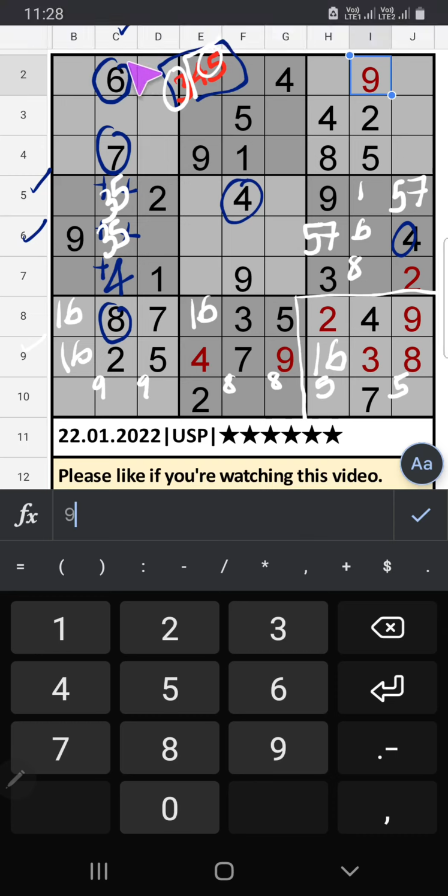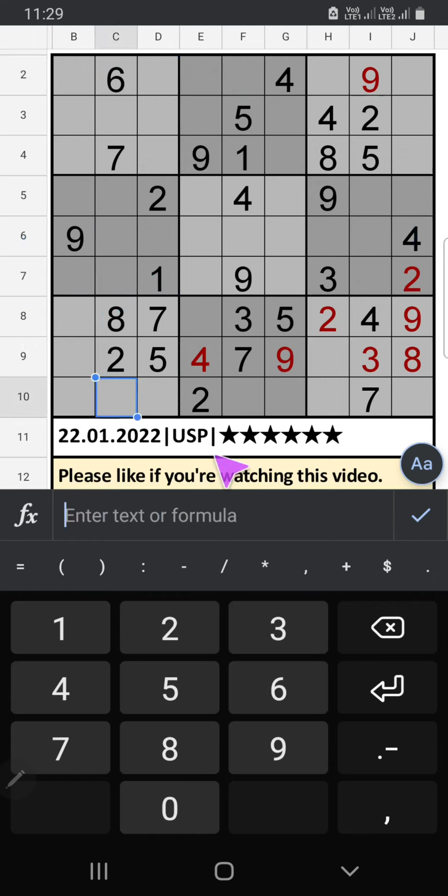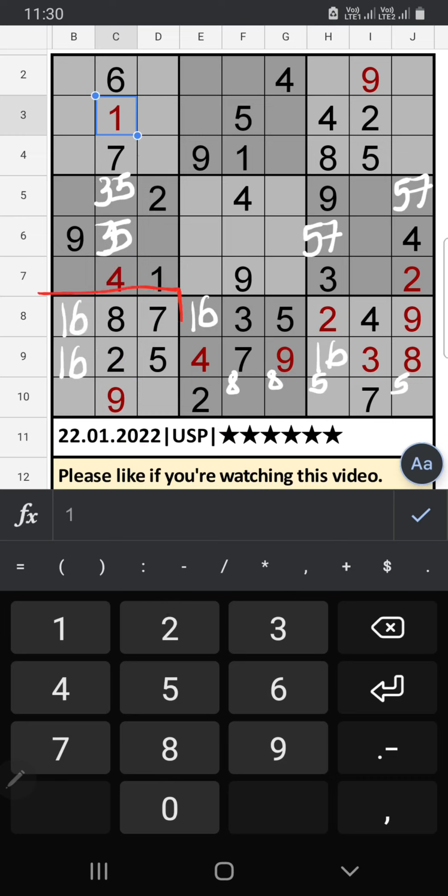Then in column C 2 numbers are remaining, 1 and 9. In this grid we already have 1, so 1 can't come in this cell. Then 1 is confirmed here. Then 9 is here. In this grid 2 numbers are remaining, 3 and 4, we will confirm later.